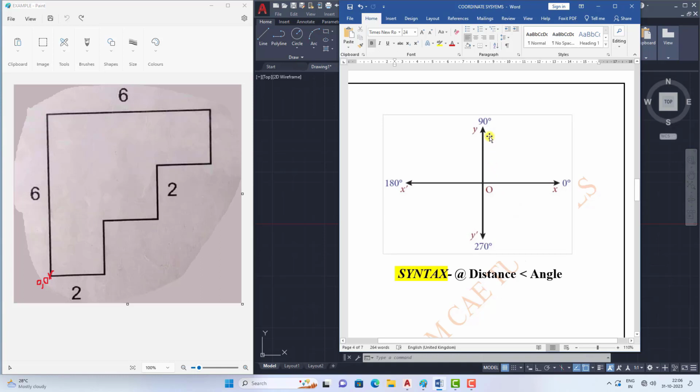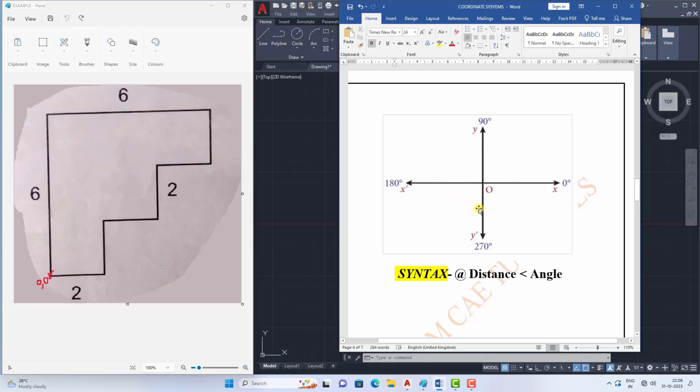So if you go straight upwards, you need to use how much distance you are going upwards from the origin point, and you need to use the corresponding angle as 90 degrees. And from the origin point, if you go straight leftwards, for that you need to use how much distance you are going, and you need to use the angle 180 degrees.